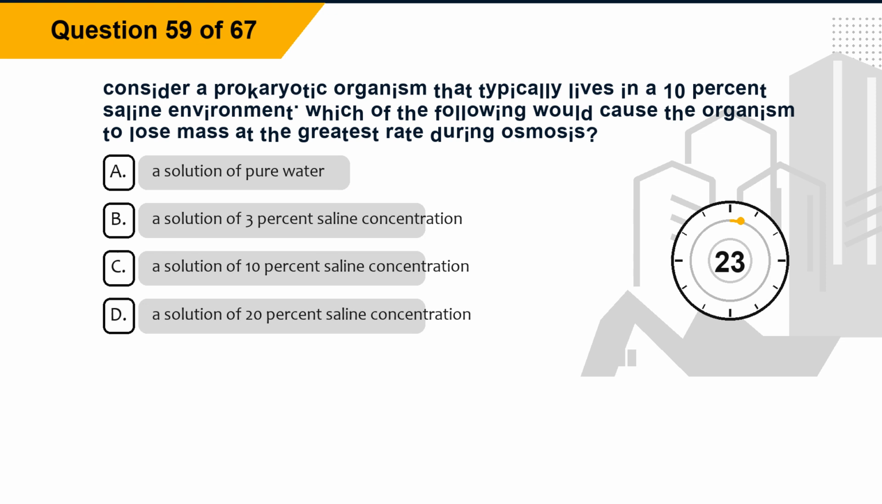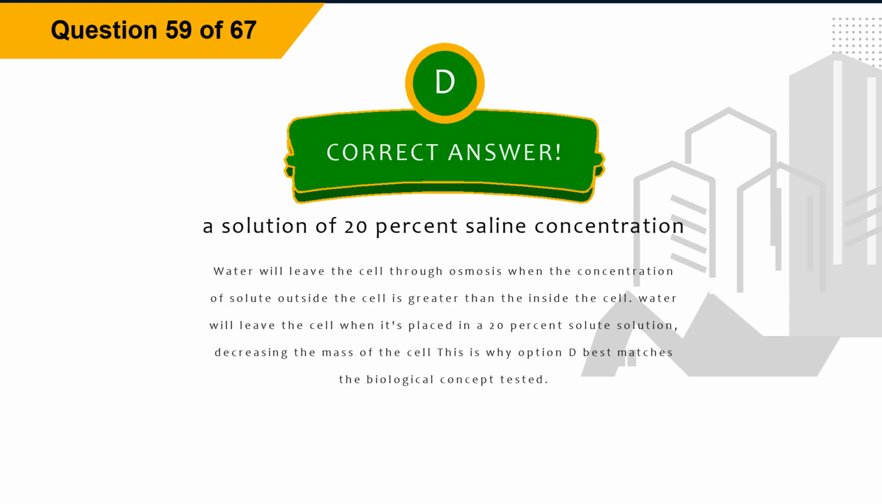Question 59. Consider a prokaryotic organism that typically lives in a 10% saline environment. Which of the following would cause the organism to lose mass at the greatest rate during osmosis? Option A, a solution of pure water. Option B, a solution of 3% saline concentration. Option C, a solution of 10% saline concentration. Option D, a solution of 20% saline concentration. The correct answer is option D. Explanation. Water will leave the cell through osmosis when the concentration of solute outside the cell is greater than inside the cell. Water will leave the cell when it's placed in a 20% solute solution, decreasing the mass of the cell. This is why option D best matches the biological concept tested.